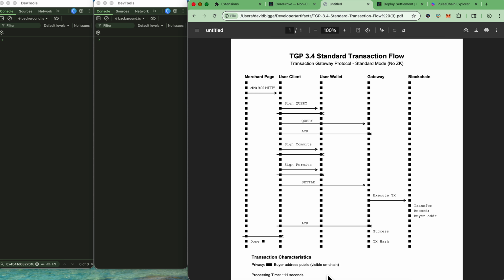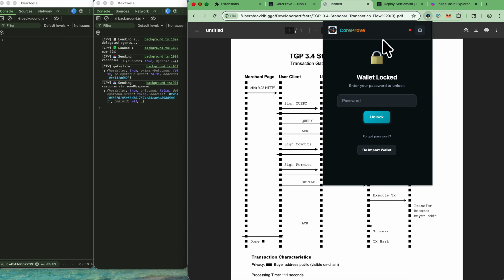CoreProve Part 4. Here we're going to look at delegated address. So what is a delegated address?